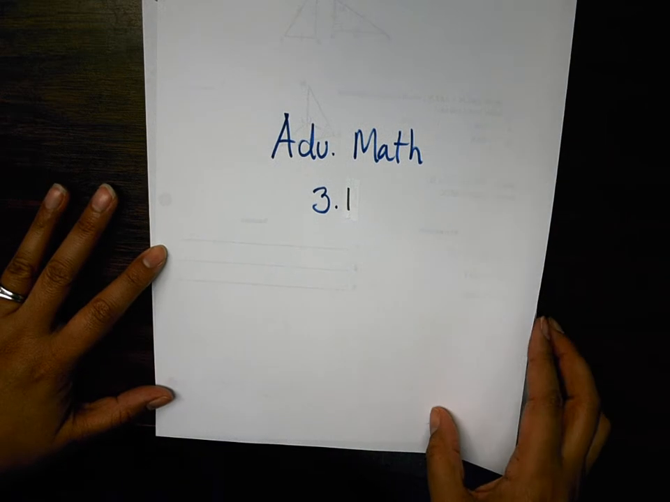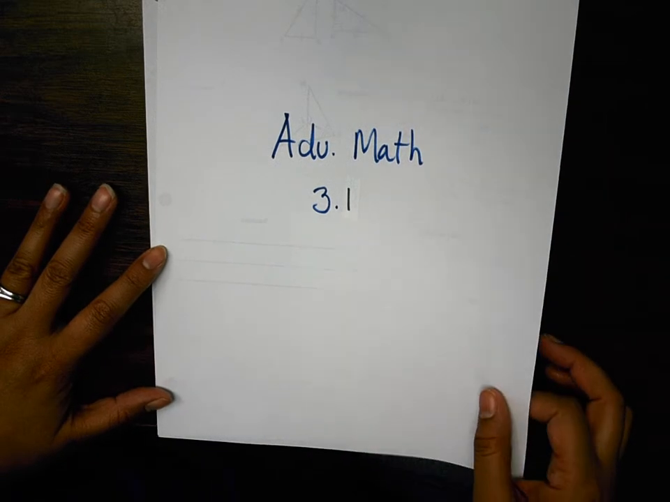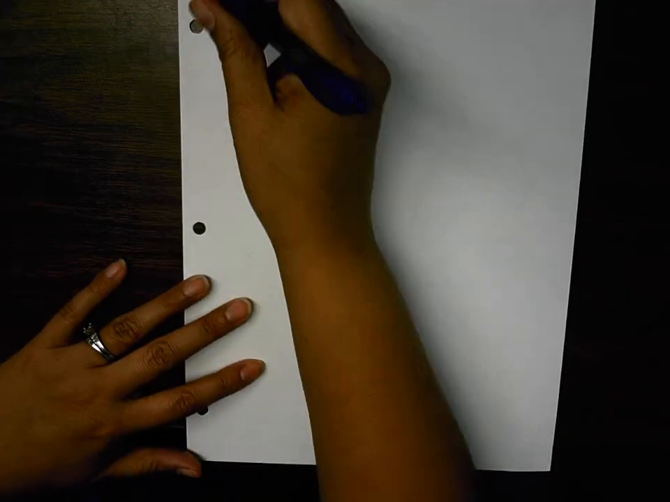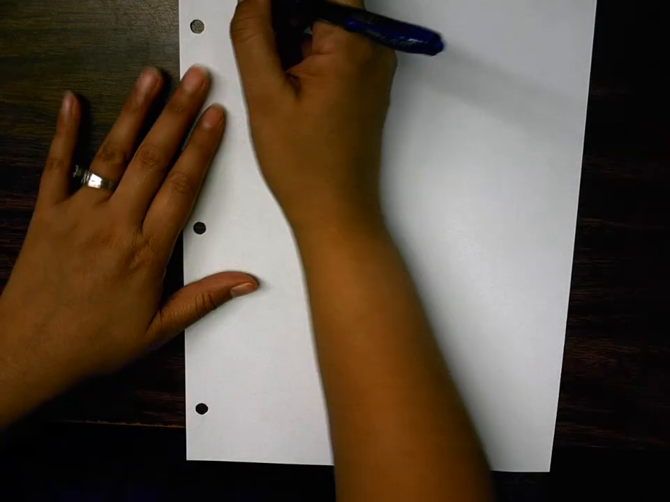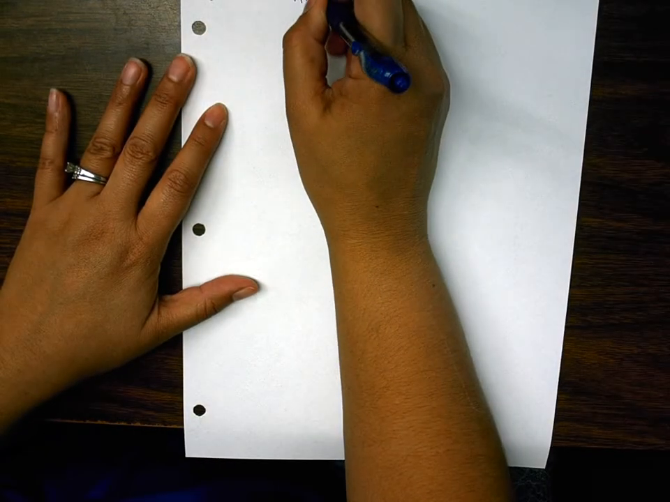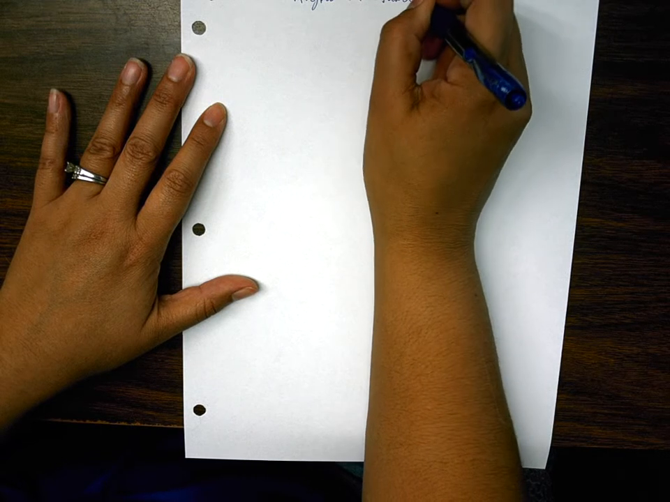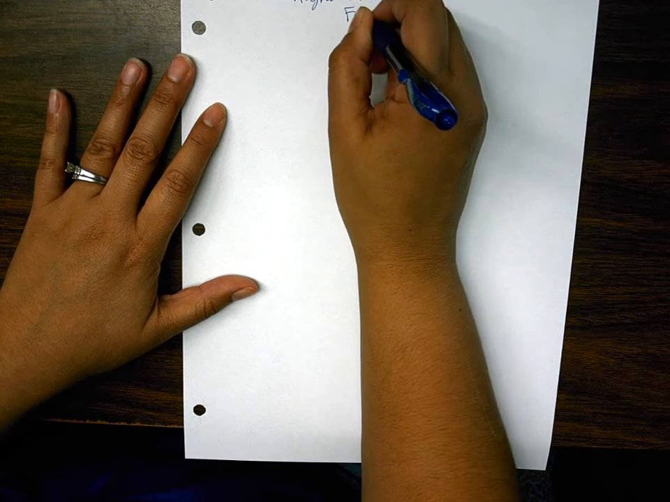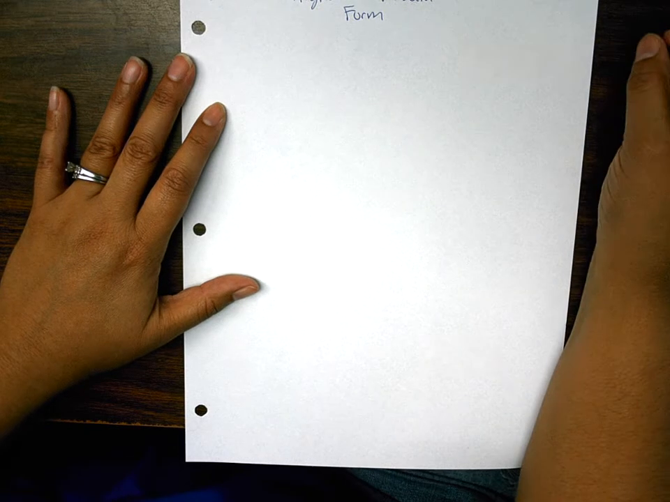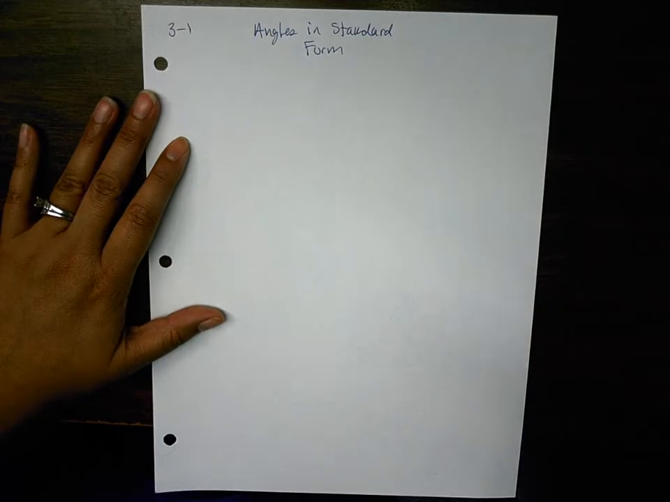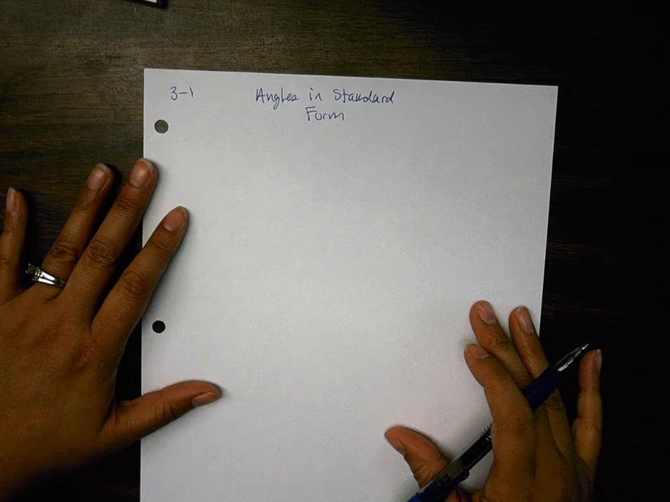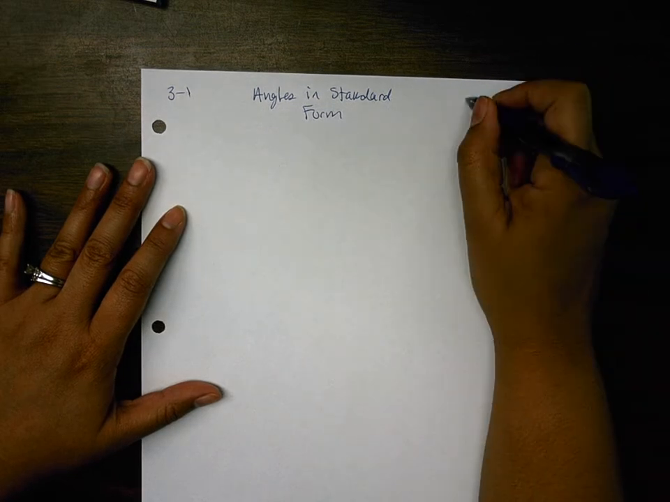All right, Advanced Math, Unit 3, Lesson 1. Three one, angles in standard form. Angles in standard form.